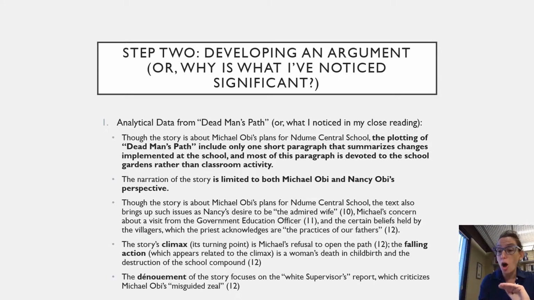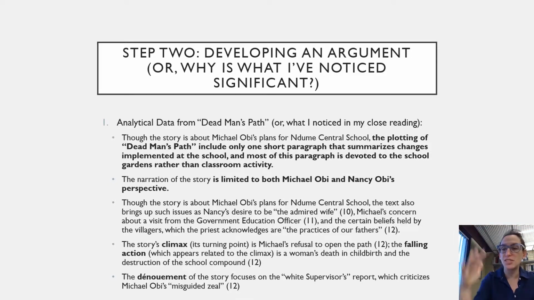And finally, the denouement, which is like the tying up of the story. It was very interesting to me that now all of a sudden we get the perspective of the white supervisor, right? We don't hear what did Michael go to talk to the village priest again? Did he talk to his wife? We don't hear about that. All of a sudden we're a level up, and we have the white supervisor's report, which criticizes Michael Obi's misguided zeal. And that was really interesting too, because that's another version of this: the white supervisor shows up, it's a total mess, and he interprets what he sees in order to produce a report, right?